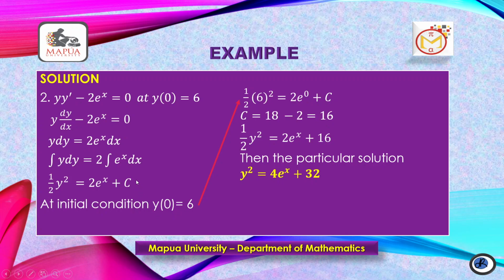Again, substituting into the derived general solution, when the value of c is 16, this is now 1 half y squared equal to 2 e raised to x plus the constant c as 16. Then just simplify by multiplying by 2 to remove the fractional coefficient. So we have y squared, and then times 2, so we have 4e to the x, and then 16 times 2 is 32.